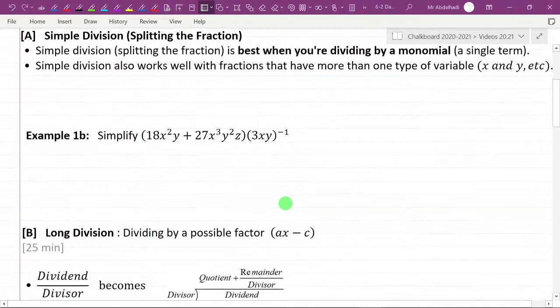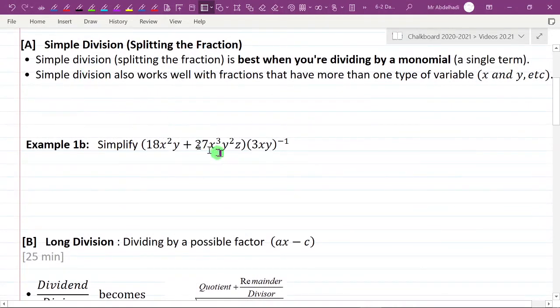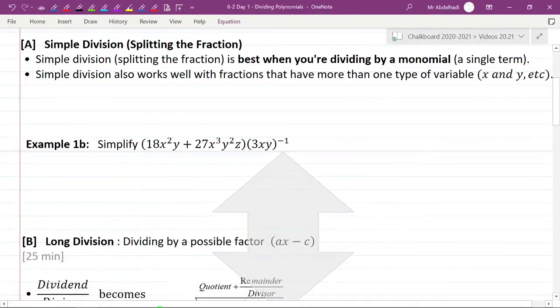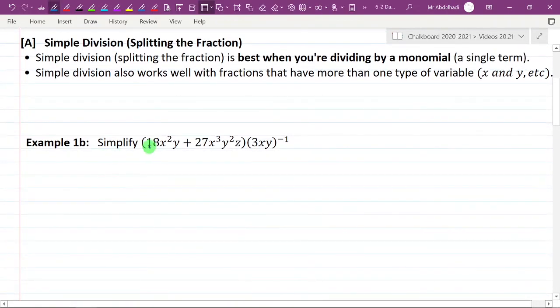Now the first one, simple division, we actually have already done this. It's just called splitting the fraction. I've referred to it as the Hart method. But let's just review here really quickly. So let's say you have something like this. It says simplify this polynomial, this binomial, two things here, divided by this monomial.